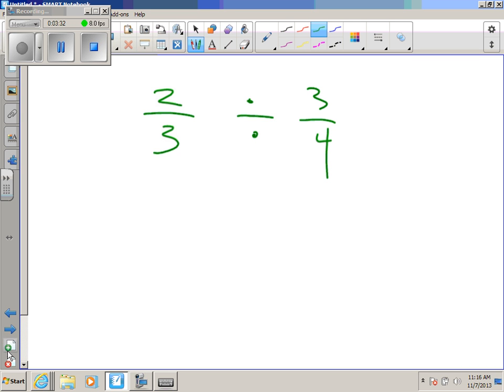Now, 2 divided by 3, does that work? No. 3 divided by 4, does that work? Does that mean that I have no solution to this problem? No.